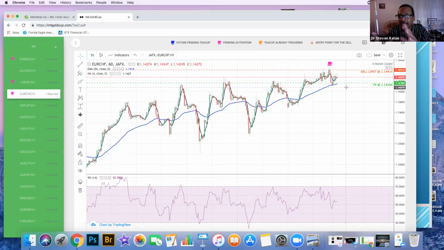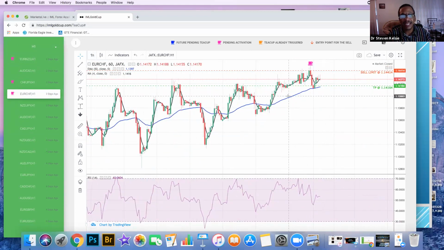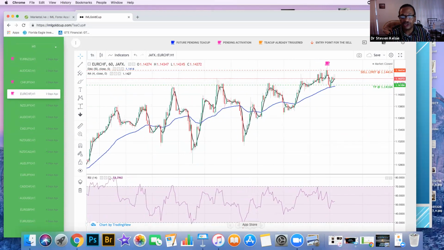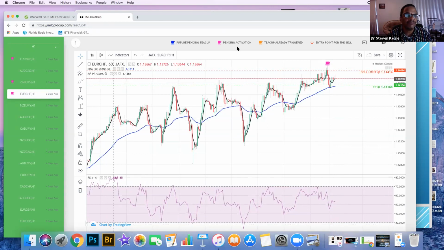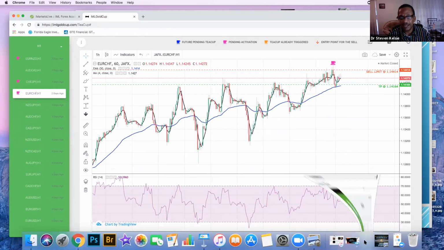Okay, I got a range. I know that the market is setting up. But then you still do your analysis. Use your RSI for overbought, oversold on the lower time frame. Does that make sense to everybody?